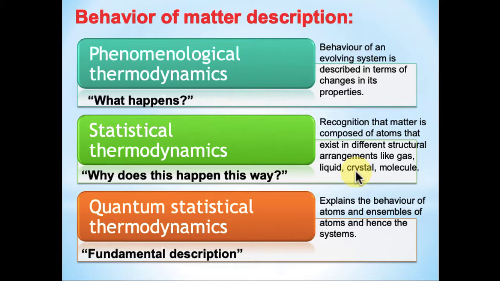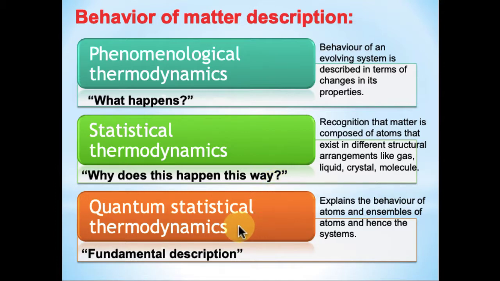The behavior of a system is derived by statistical strategies that connect the properties of these units to the properties of the huge collection of atoms that make up a system. This level of description provides an explanation of the phenomenological properties of the system in terms of the behavior of the atoms that compose it, which is why statistical thermodynamics always asks why does this happen this way.